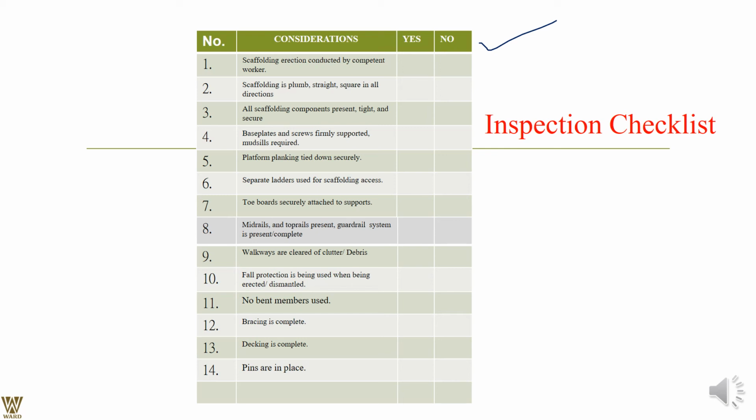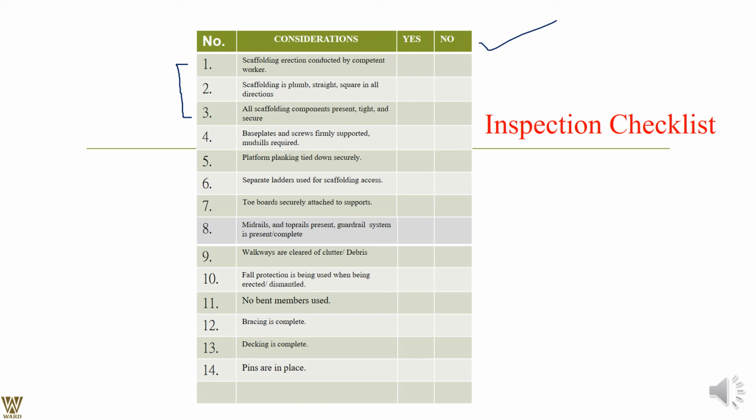So, first is scaffold erection conducted by competent workers or probably an engineer in this case, wherein the division of the weight should be equally and amicably done. Next, scaffolding should be plumb, tight, square, straight, and firmly tall. All scaffolding components should be present with tight fixtures. So if you've done the top three things, most of the pressures of accident get carried out. But then base plates, firm supported muscles are a must. Platform planking should be tied down absolutely securely. There should be no loose anomalies out there.